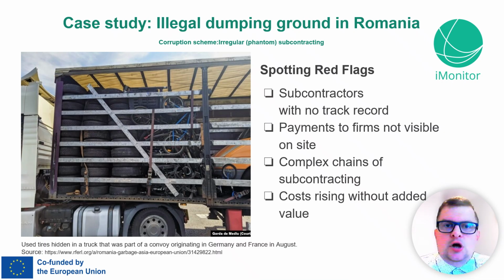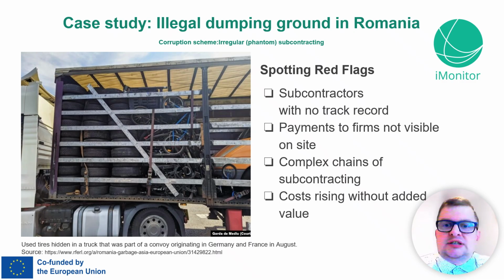On this photo, you may see used tires hidden in a truck that was part of a convoy originating in Germany and France in August. Border authorities discovered around 17 tons of undeclared waste in the vehicles. For citizens, the red flags are easy to spot if you know where to look.